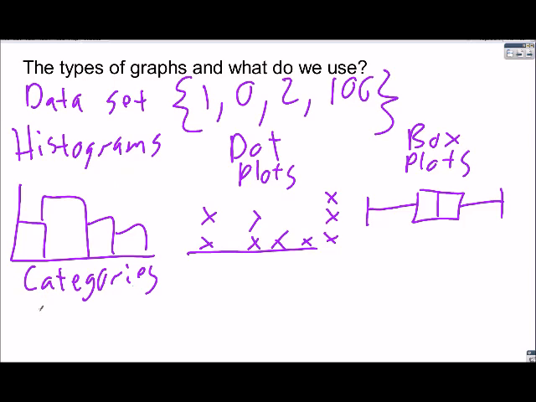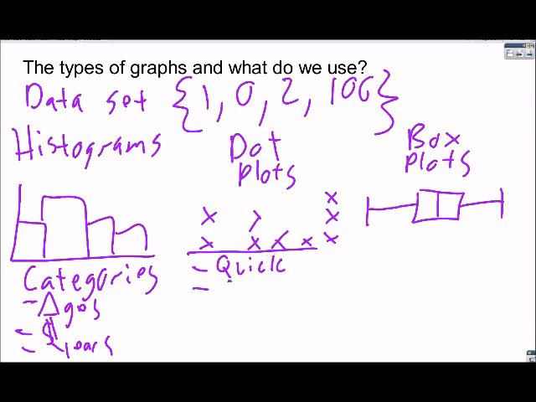So if we were to talk about ages or money windows or years, okay? Histograms are really good for when we're looking at real broad information. Dot plots are really good for finding quick information.